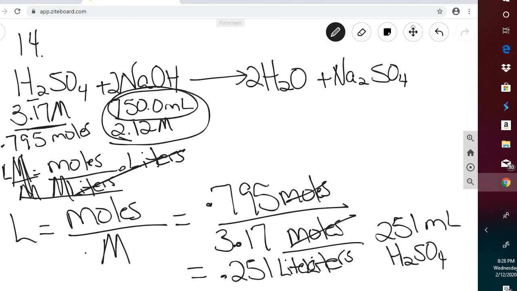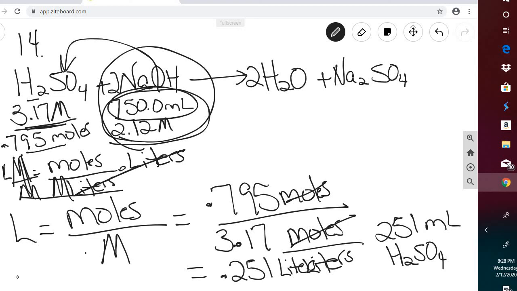So we started, this information was given, we used that information to get moles of sodium hydroxide. Once we had moles of sodium hydroxide, we used stoichiometry to get moles of this. Then once we had moles of this and we were given molarity, we could use that to determine the number of liters. So if you have 750 milliliters of a 2.12 molar sodium hydroxide solution, and you add that to 251 milliliters of a 3.17 molar sulfuric acid solution, the solution will be neutral, have a pH of 7.